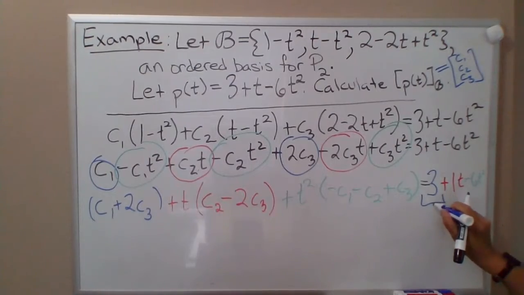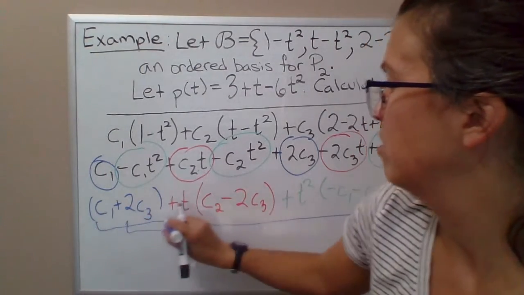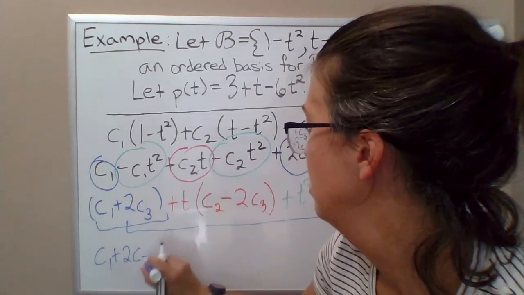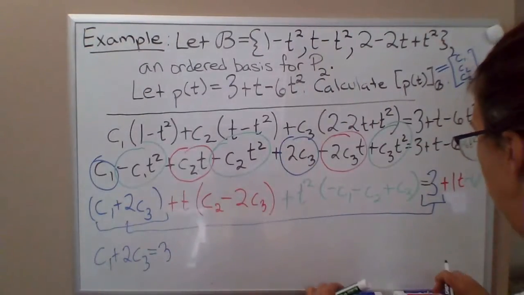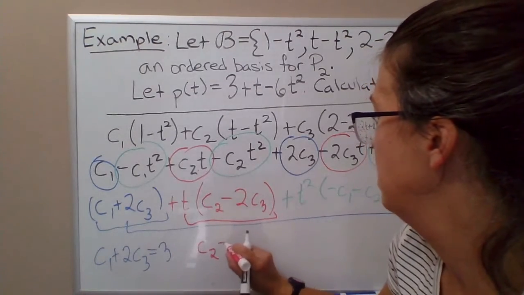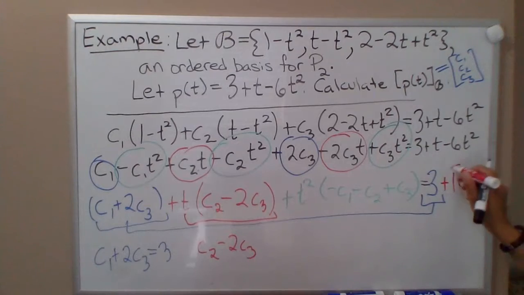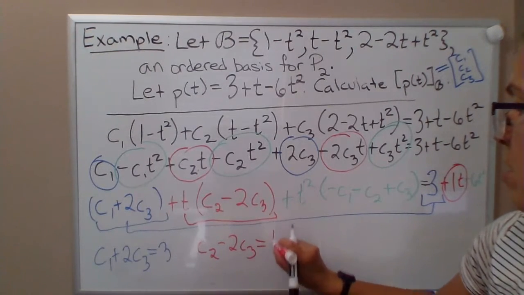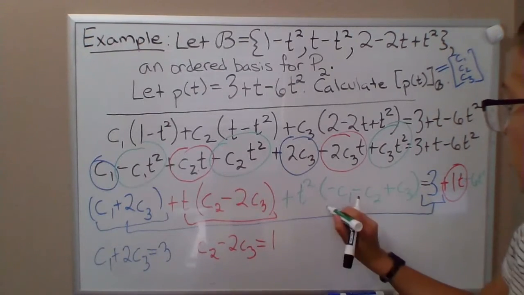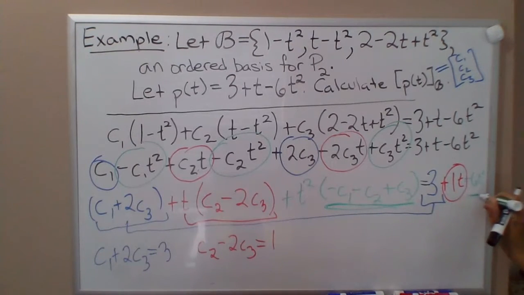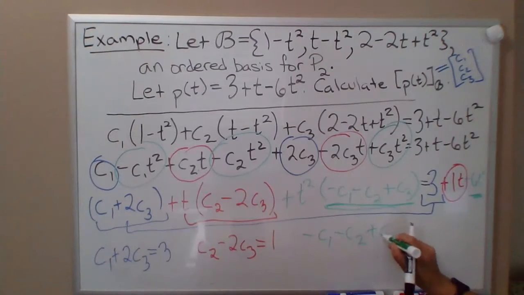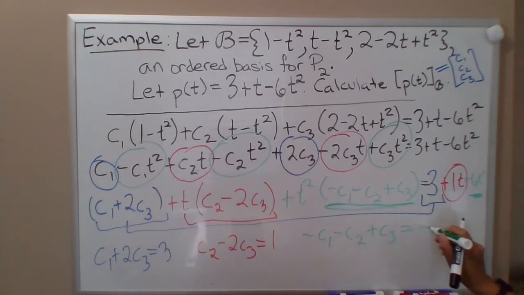So match the constant term on this side with the constant term on this side. That gives us C1 plus 2C3 must equal 3. Match the coefficient here, which is C2 minus 2C3, with the coefficient of t to the first here, which is 1. So C2 minus 2C3 equals 1. And then last one, match the coefficient here with the negative 6t squared on this side. So negative C1 minus C2 plus C3 is equal to negative 6.